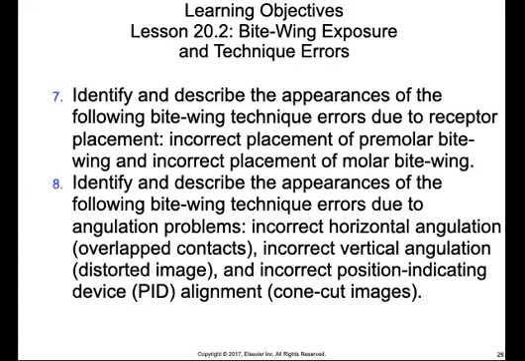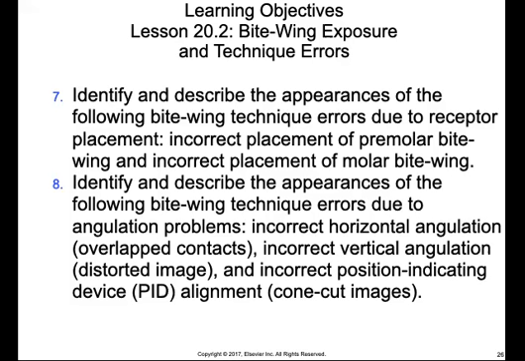All right, so the learning objectives got broken down a little bit so that they weren't too long at the beginning. So we're going to go over some more things here. One of them is to identify and describe the appearances of the following bite wing technique errors due to receptor placement. And that is incorrect placement of premolar bite wings and incorrect placement of molar bite wings.